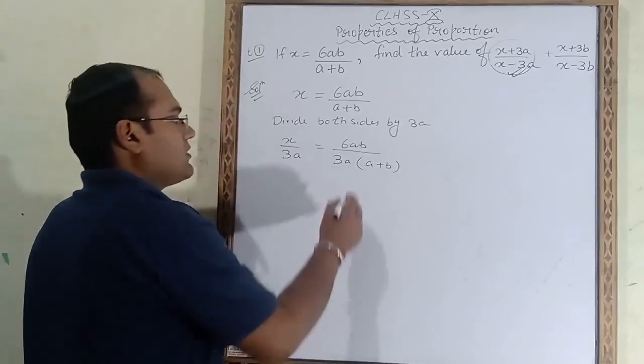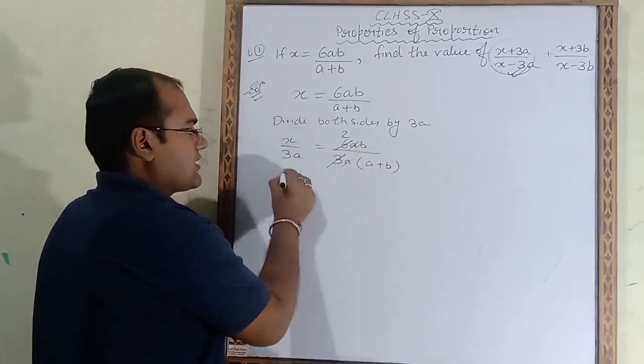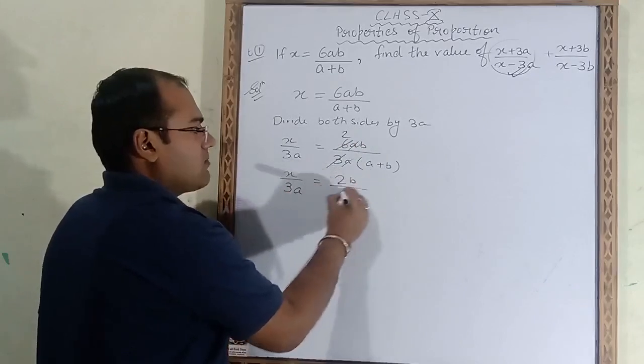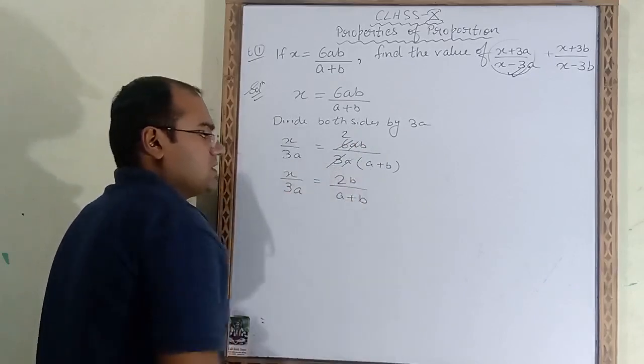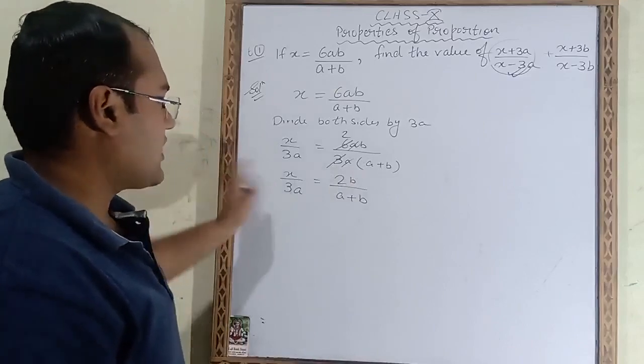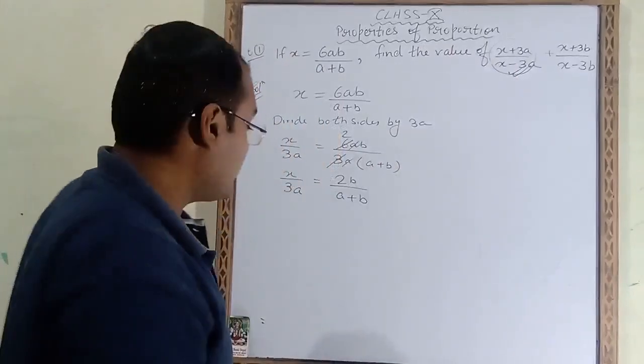Now what we will do? These two will get cancelled. 3 into 6, and a and a also will get cancelled. So x upon 3a is equal to 2b upon a plus b. This much we got. Now if we use componendo and dividendo on the left side, we will get this term.